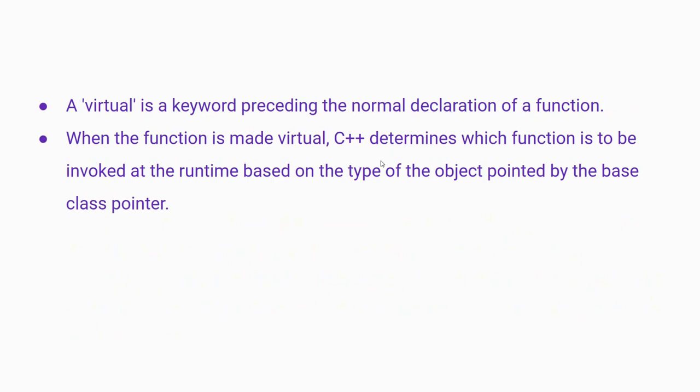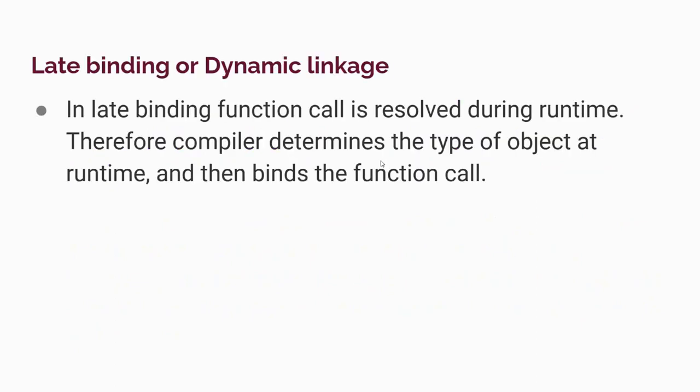Virtual is a keyword preceding the normal declaration of a function. When the function is made virtual, C++ determines which function is to be invoked at runtime based on the type of the object pointed to by the base class pointer. Late binding or dynamic linkage: in late binding, the function call is resolved during runtime. Therefore, the compiler determines the type of object at runtime and then binds the function call.